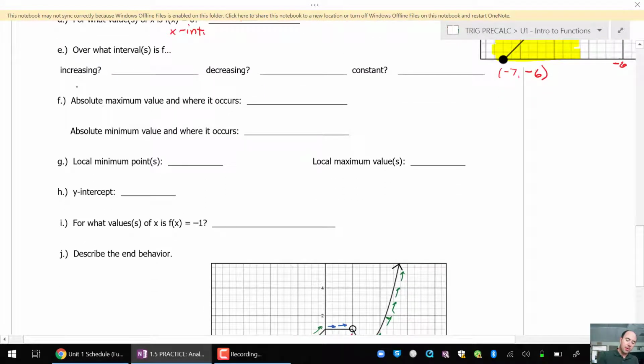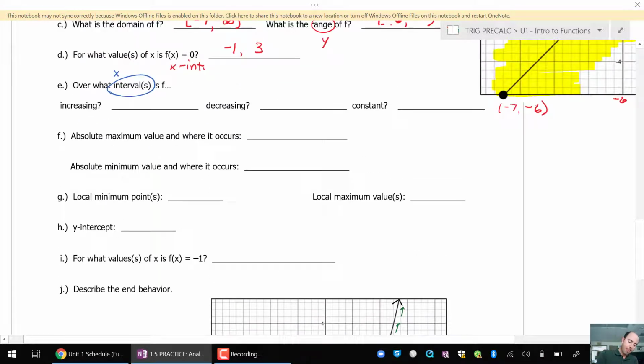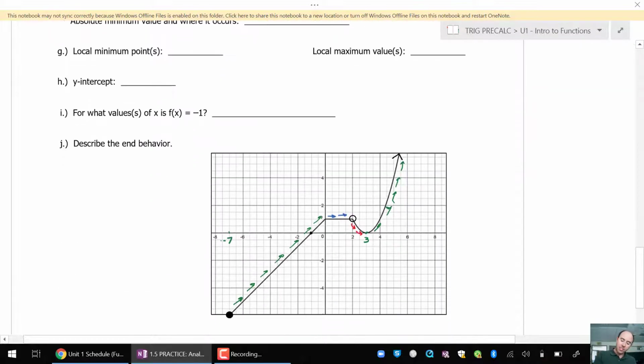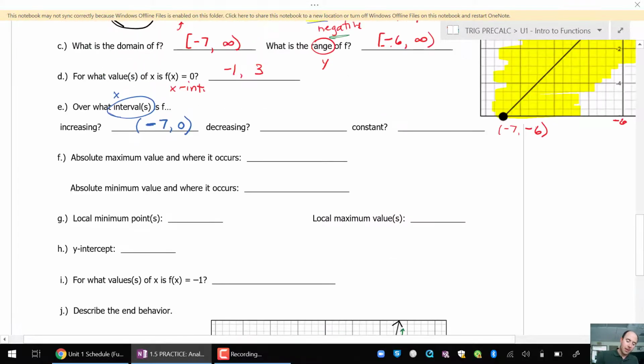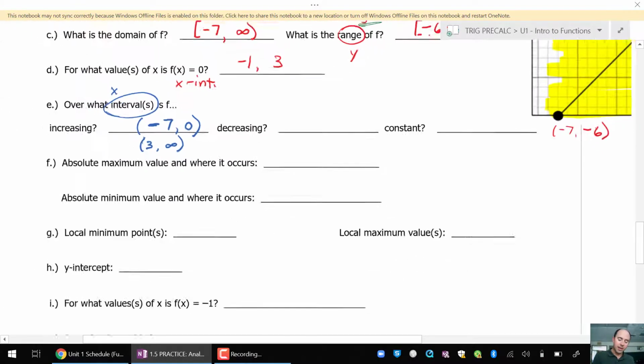So let's begin with increasing. And remember that intervals always mean x numbers. I want to make sure I look to the x-axis for the values as kind of the address of where these things happen. So left to right, increasing, -7 all the way to 0 would be increasing, but it's also increasing from 3 up to infinity. So I have two intervals where the function is increasing.